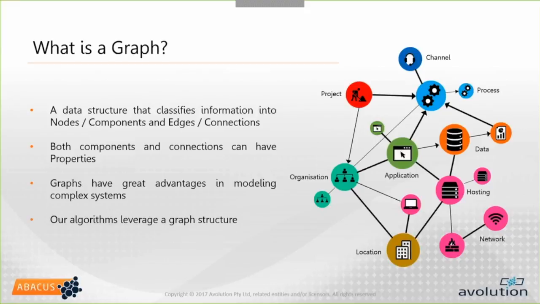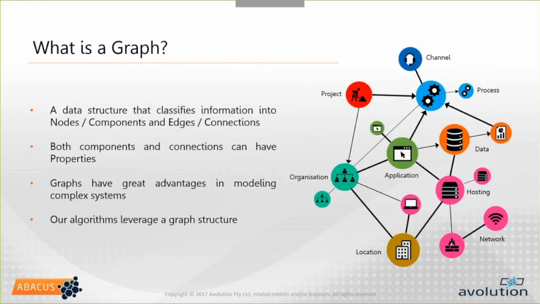Now, both components and connections can have properties. So an application, for example, might have the date on which it was commissioned, or the date it's planning to be decommissioned. A server might have an IP address. But even connections can have properties as well. So a connection might represent an interface between two applications. It might have some properties describing whether that's a unidirectional or bidirectional interface, or whether it's using HTTP or HTTPS, etc.